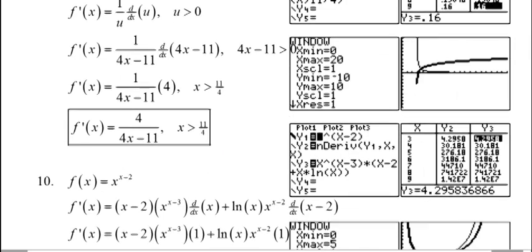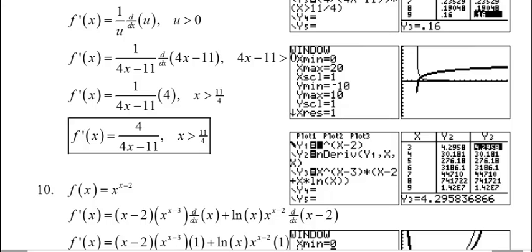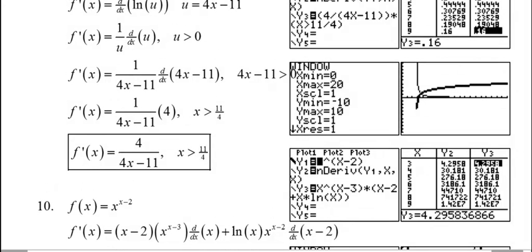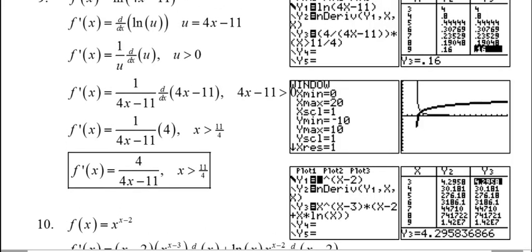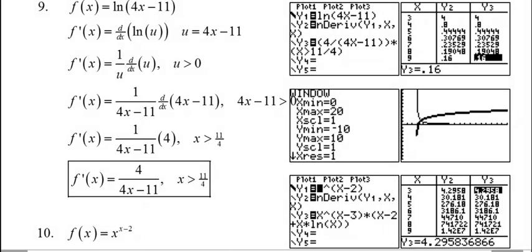Okay. Let's see what we have here. Okay, a couple more. F of x equals ln of 4x minus 11.